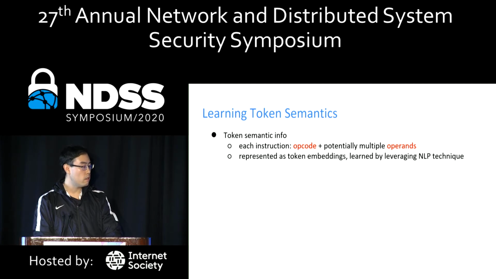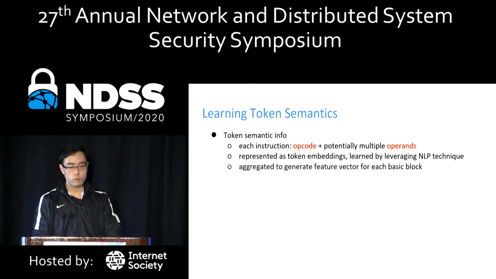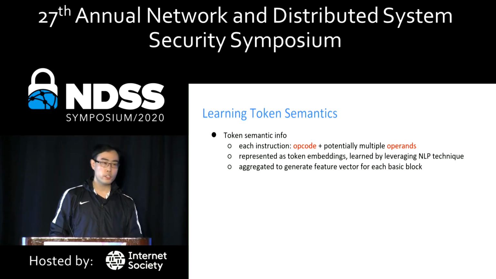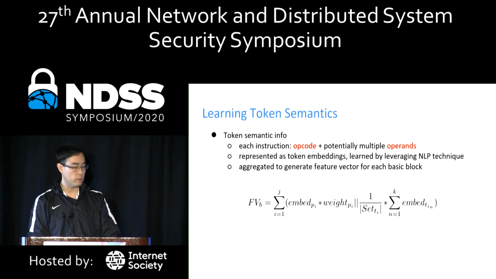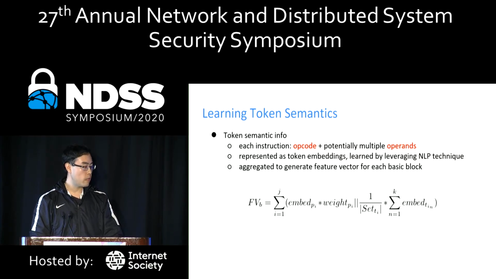And we learn this token semantic information by using an NLP technique. It's a modified word2vec. And then once we have the semantic information for each token, we aggregate them to generate a feature vector for each basic block. Let me first show you the formula, and then I can go through a simple example. So this is the formula for how we use token embeddings to generate the feature vectors.